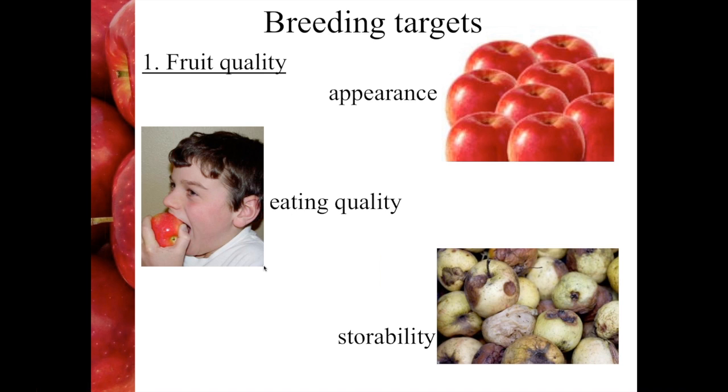I've also included storability as a breeding target for fruit quality. When you produce the sort of volume of apples that are produced on an annual basis in somewhere like Washington State, you have to be able to store that fruit for sometimes up to 12 months of the year to ensure a good market throughout the year.